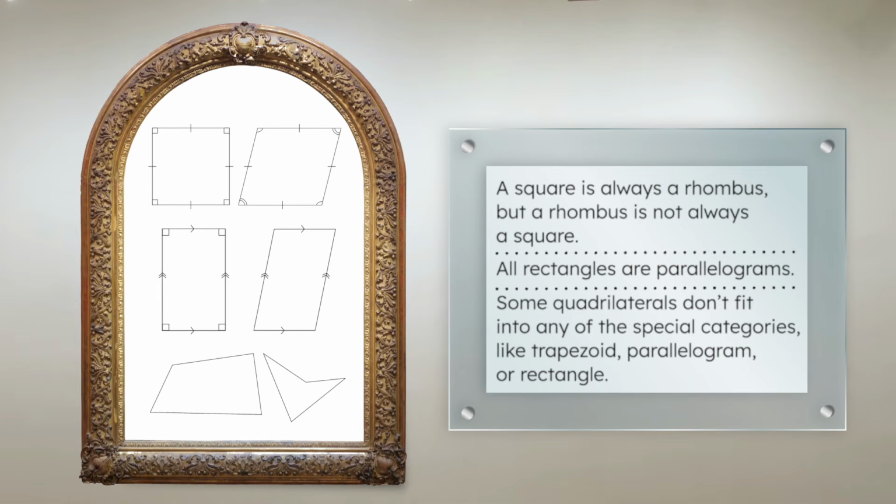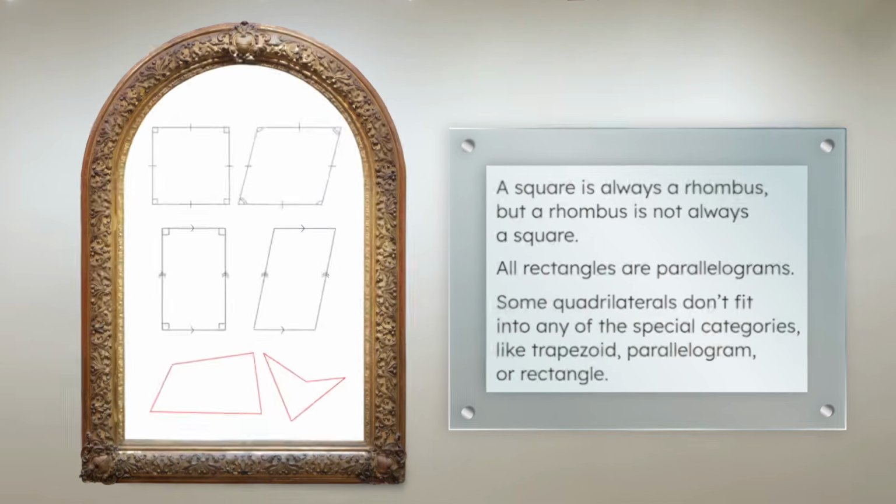All rectangles are parallelograms because rectangles have 2 sets of opposite sides that are parallel, which matches the definition of a parallelogram. And finally, a quadrilateral is any 4-sided shape. But not all of them have parallel sides or equal angles. If a 4-sided shape doesn't match the rules for trapezoids, parallelograms, or any other type, it's still a quadrilateral. It just doesn't have a more specific name.